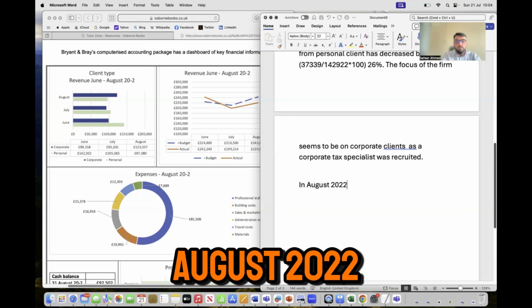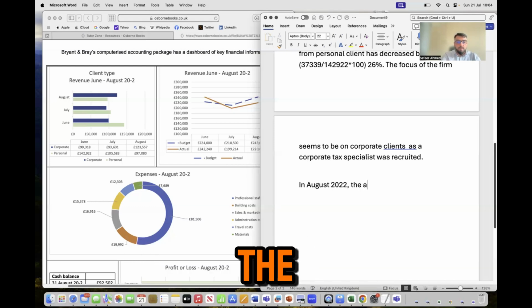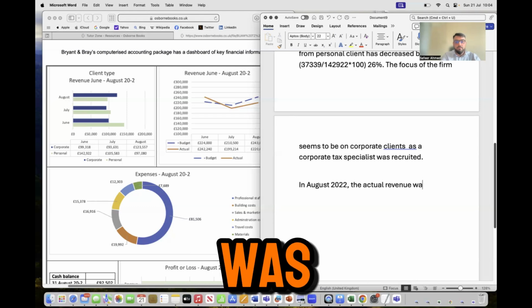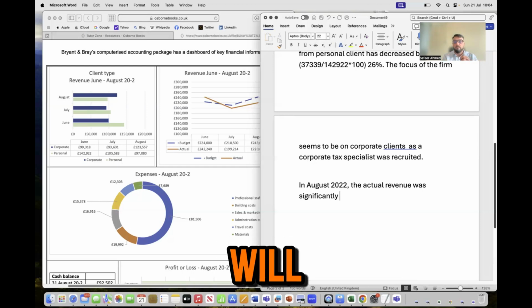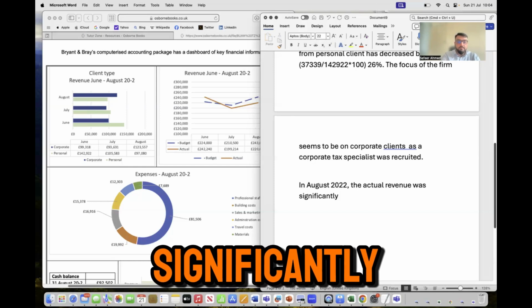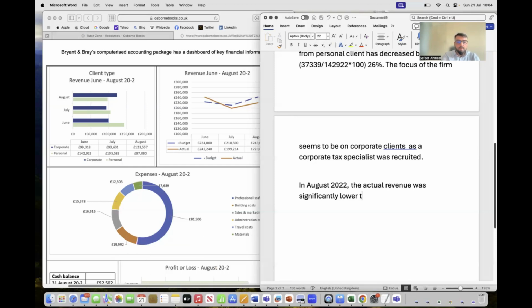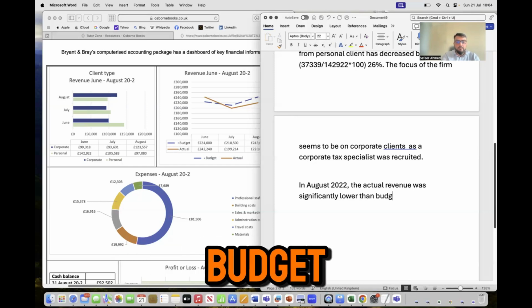So in August 2022, the actual revenue was significantly lower than budget. Those kinds of wordings are important as well. Remember, I used the word slightly in the month of July because it was only about 5%, but in this case, it will probably be more than that. So the actual revenue was significantly lower than budget.